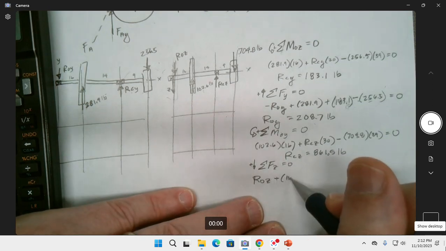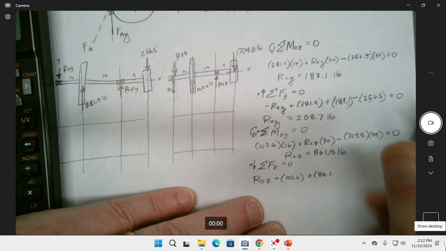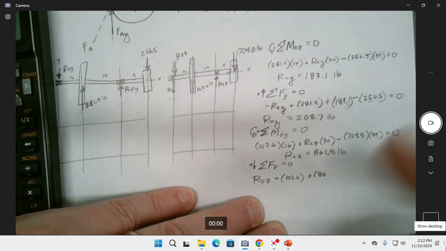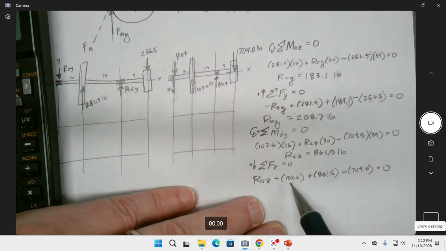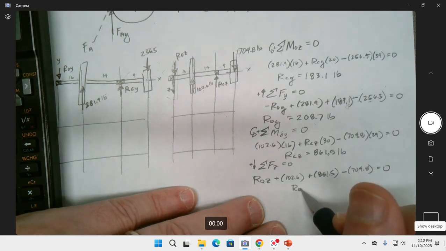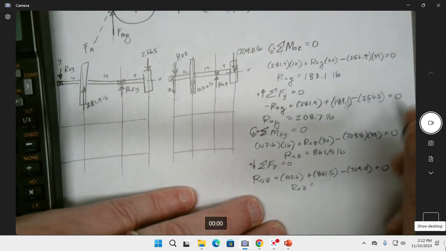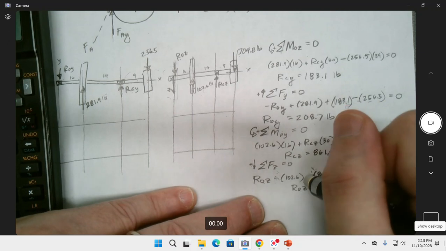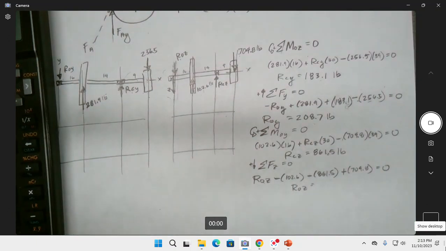Plus 102.6 plus 861.5 minus 704.8. So you can kind of see already, right? This is going to end up being a negative result, right? So the direction that we've chosen, I messed up. Sorry, one second. That should be positive. These two should be negative. So I was wrong. We chose correctly. I thought I was wrong, but I was mistaken.